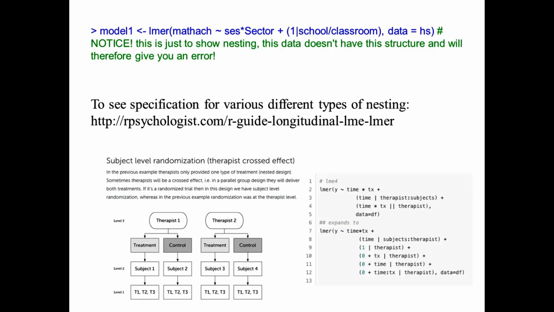So you can do many different crazy sorts of random, nested random structures. And it kind of boggles my mind a bit. I don't do something as fancy as that, but it's possible. And so this website is a good place to look at several different types of nested structures and how you would implement that using the LME4 package as well as the NMLE package.